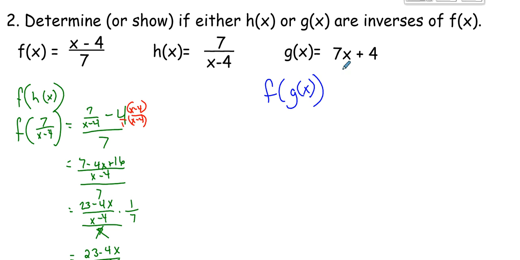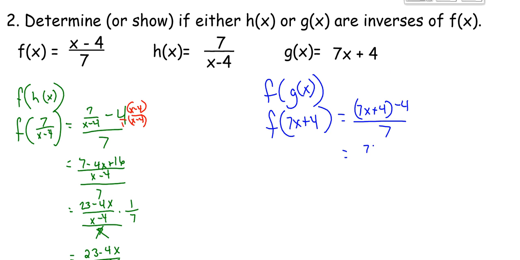And so again, I want f of the inner function, which is g of x, 7x plus 4. Then I'm going to go back to this f inverse again, and in place of this x, I'm going to put 7x plus 4 right there, and then simplify and see what happens. So that means I'm going to have 7x plus 4, in parentheses, minus 4 over 7. And that's 7x plus 4 minus 4 is 7x over 7, which equals x. So I'm going to put a little check mark, and I'm happy about that.